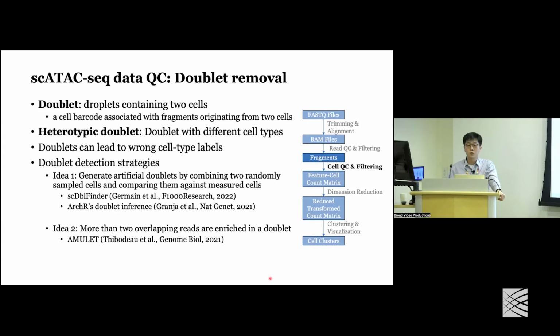Oh, so we only use the high quality reads for this doublet removal analysis. Yes, because of that issue, the reads with low mapping quality actually complicated this step. So we have to remove that. I think that works actually better than including them in these steps.